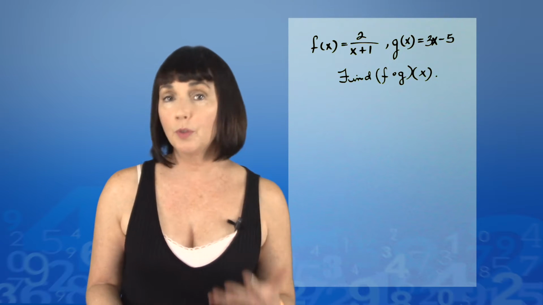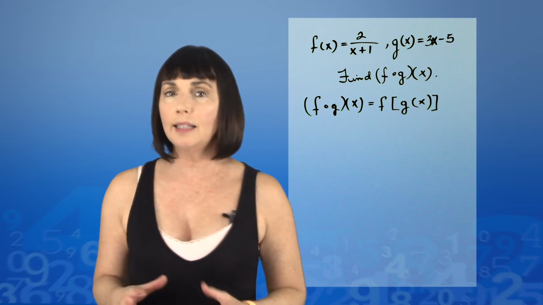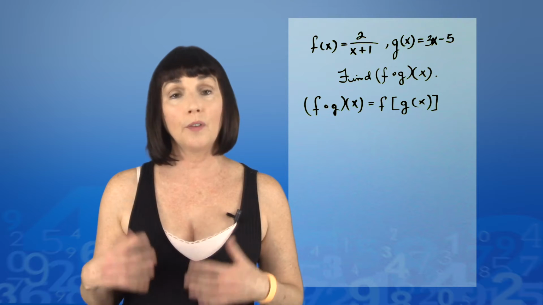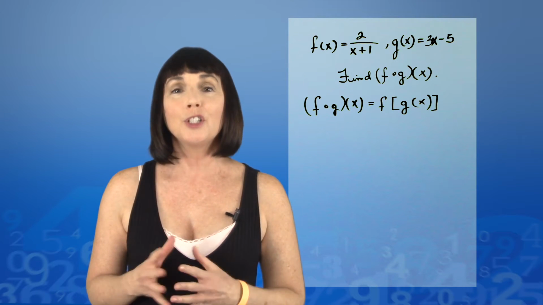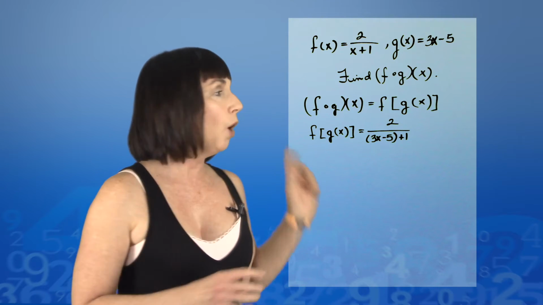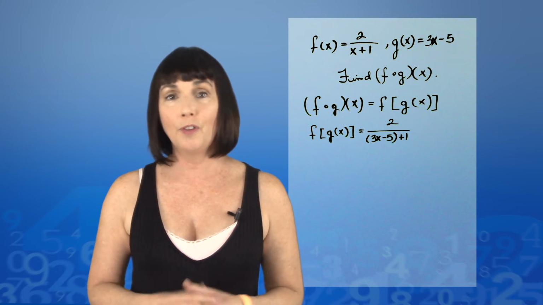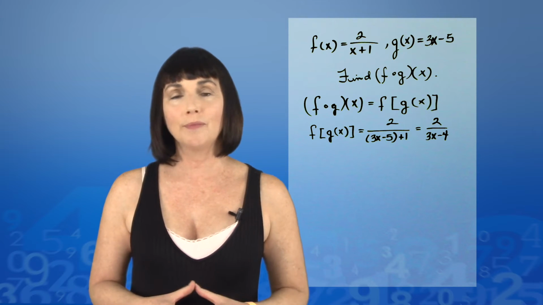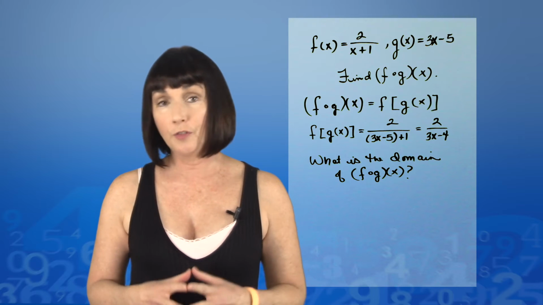Now there's another kind of notation we can use for f of g of x, and that's this with the brackets. And I like that better because it reminds me that to find f of g of x, wherever I see an x in f, I put in the function g. So doing that, f of g of x is equal to 2 over quantity 3x minus 5 plus 1. And simplifying that, that gives us 2 over 3x minus 4. That's our composite function.